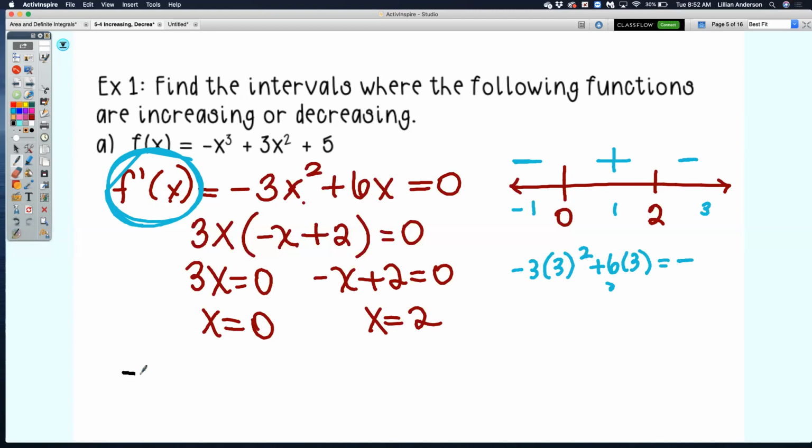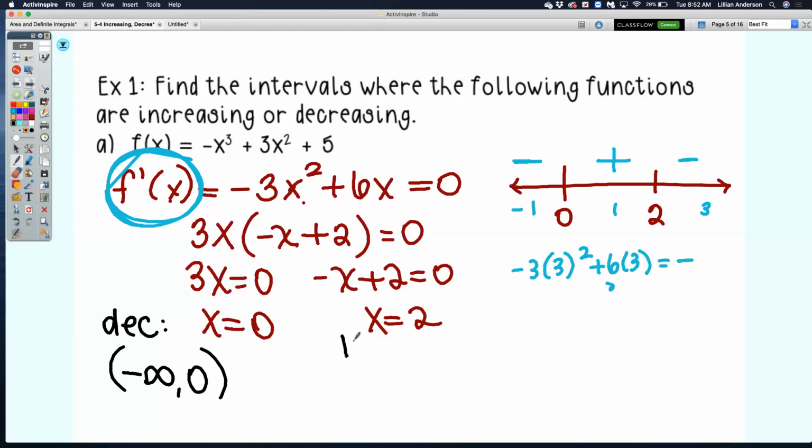So from -infinity to 0, my graph is what? It's decreasing. And why is it decreasing? Because when we did the test point and we plugged -1 in, it was negative. Exactly. And that means that any value that's less than 0 is going to give me a negative result. I could have picked -5, and I still would have got a negative number.